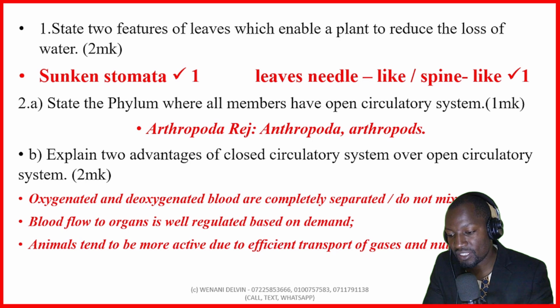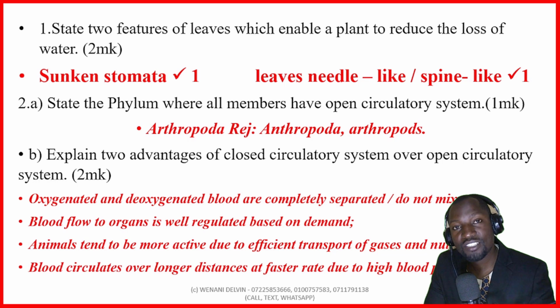So animals with closed circulatory system are more active than those who have open circulatory system. Why? It's because of the efficient transport of gases and nutrients. Also, blood circulates over a longer distance, and therefore it's also at a faster rate due to the high blood pressure.